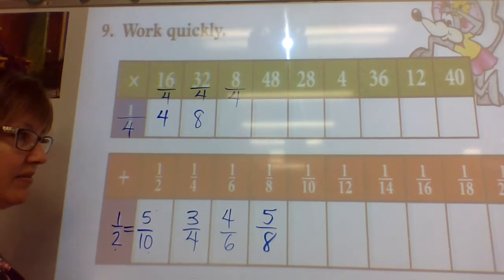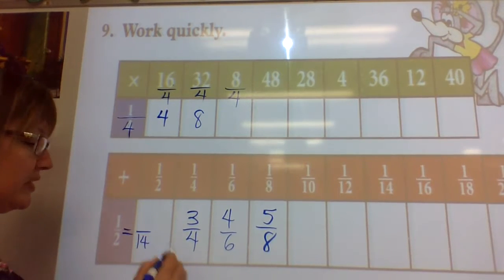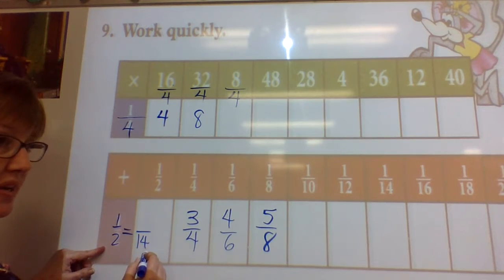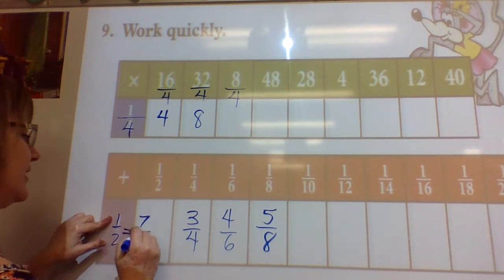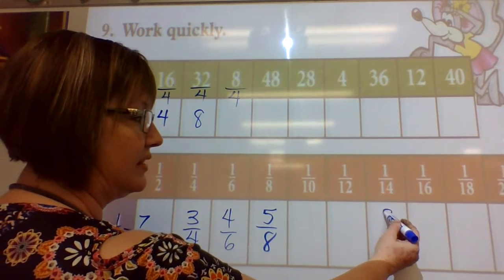So 5/10 is half. 14ths. What's half in 14ths? Do your equivalent fractions. Can you still see this? 2 times what is 14? 7. So 1 times 7 is 7. 7/14 is half. 7/14 plus 1/14 is 8/14.